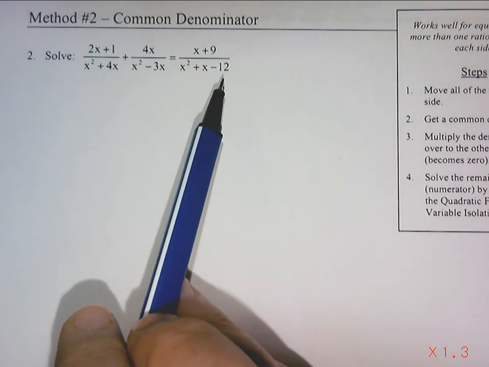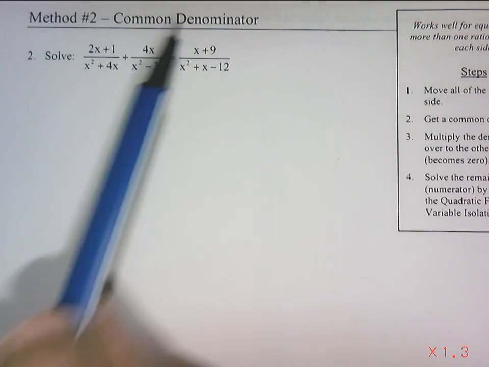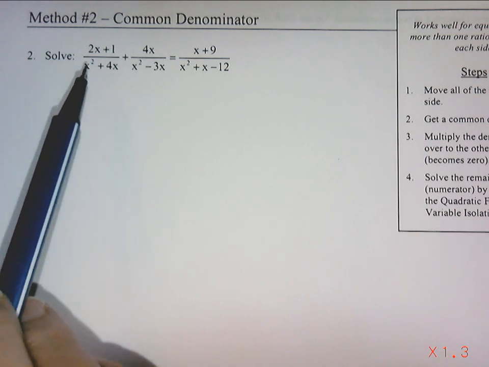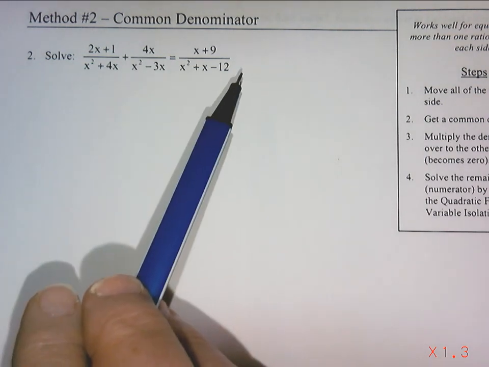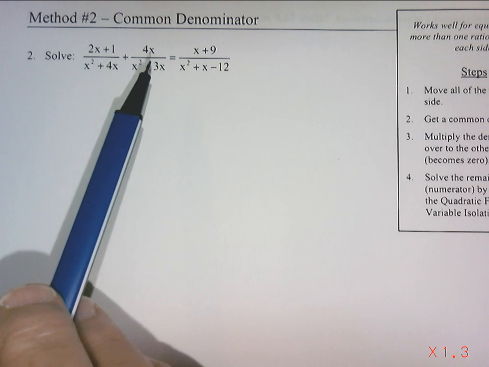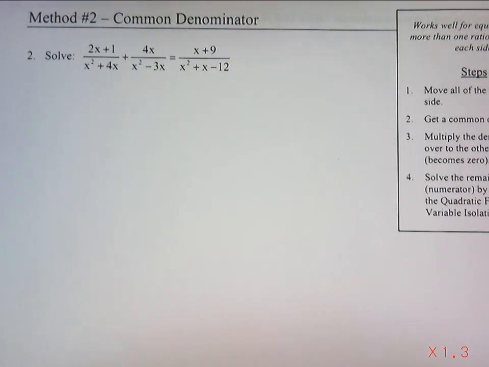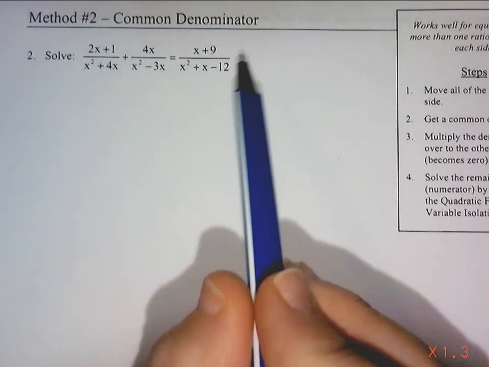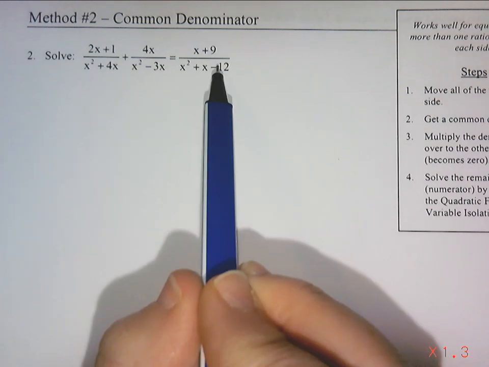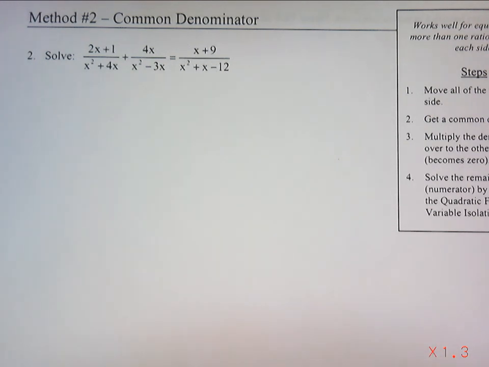But I am going to say up front, if I need to get a common denominator, then I will actually do it for the entire question instead of just doing it for the one side. It will end up being less work in the long run. So the first thing that I would do is I would move all of the fractions onto the same side and then get a common denominator.